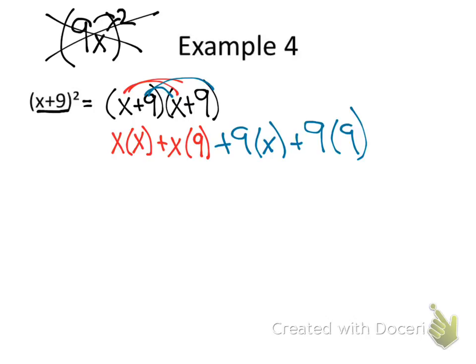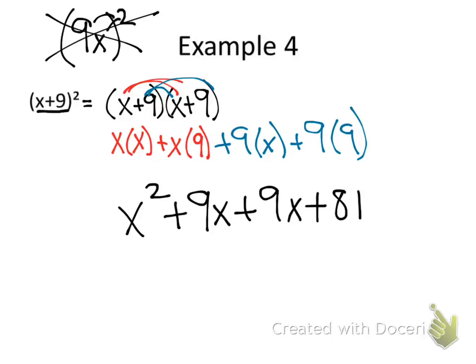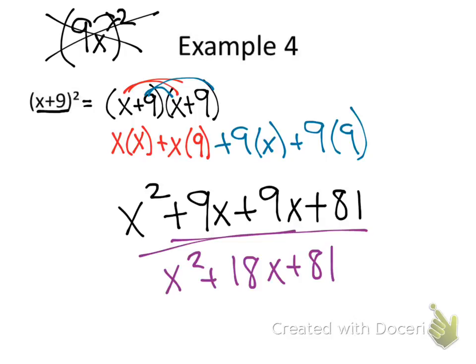Again, that step is optional. If you want to go straight to multiplying, do it. X times x gives me x squared. 9 times x gives me 9x. 9 times x gives me 9x again. 9 times 9 gives me an 81. One final step is to do what? Combine like terms. Combine the 9x's. X squared plus 18x plus 81. Phenomenal. Raise your hand if you have any questions.